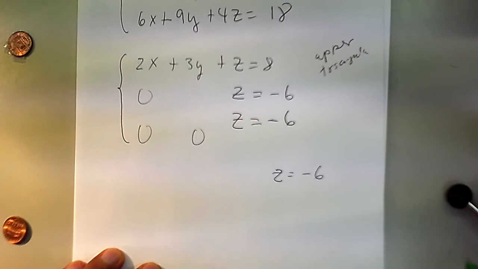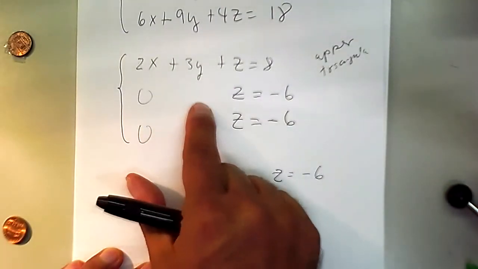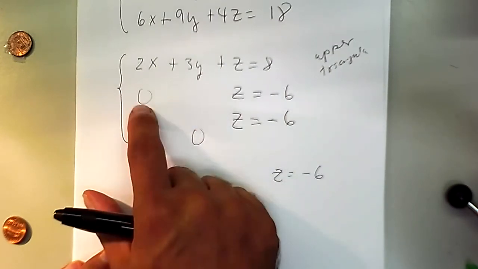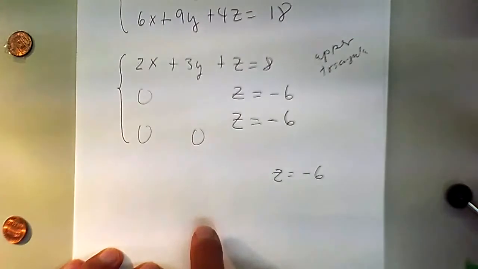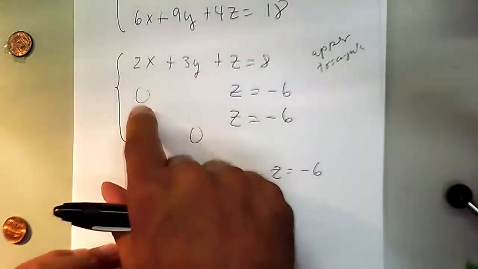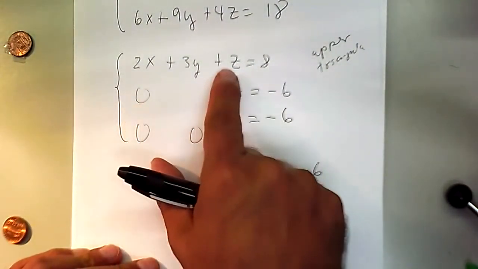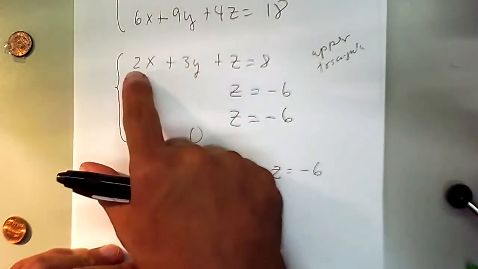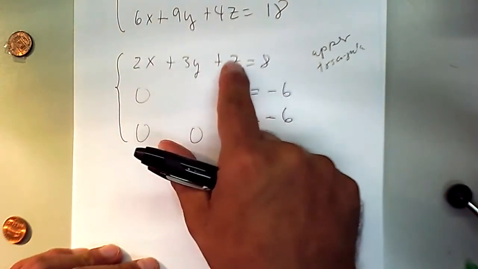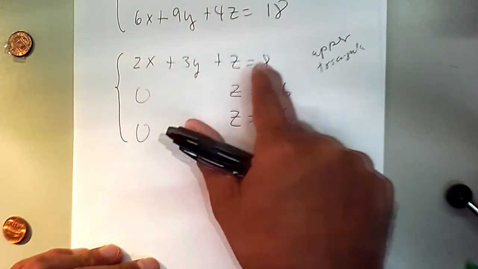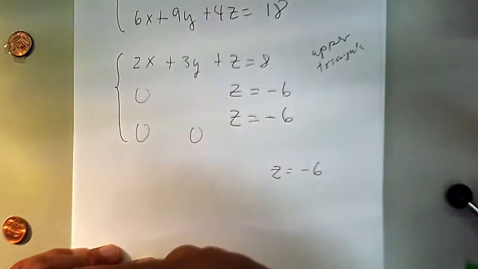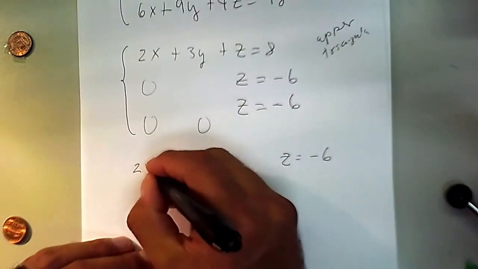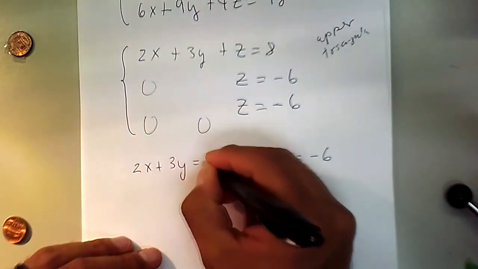But what about x and y? We don't have a way to get y by itself, and or x for that matter. So this is a problem. If z is negative 6, let's think about this. If z is negative 6 in the first equation, that means that if we add 6 to both sides of the equation, we end up with 14. So what we can say is that 2x plus 3y has to be 14.